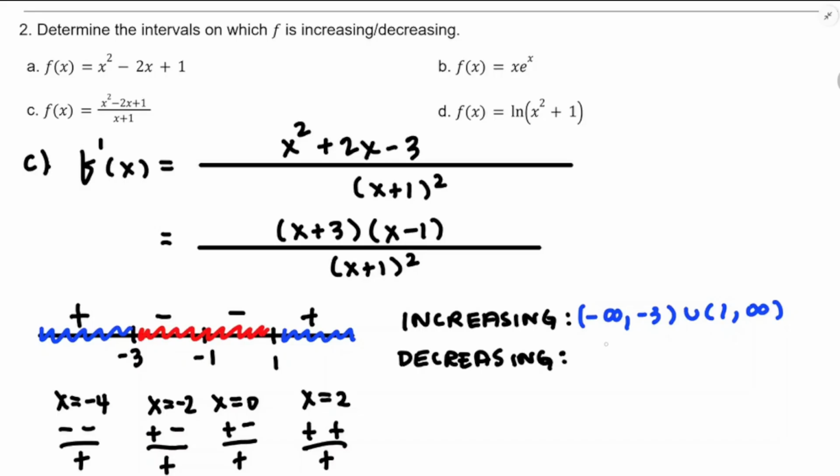Decreasing, you could say negative 3 to negative 1 and negative 1 to 1, as open intervals, being sure to exclude that x equals negative 1. That would probably actually make a lot of sense since that was not part of the domain. Maybe I'll do that too. And that would probably be the most accurate statement of the intervals on which this function is increasing and decreasing.